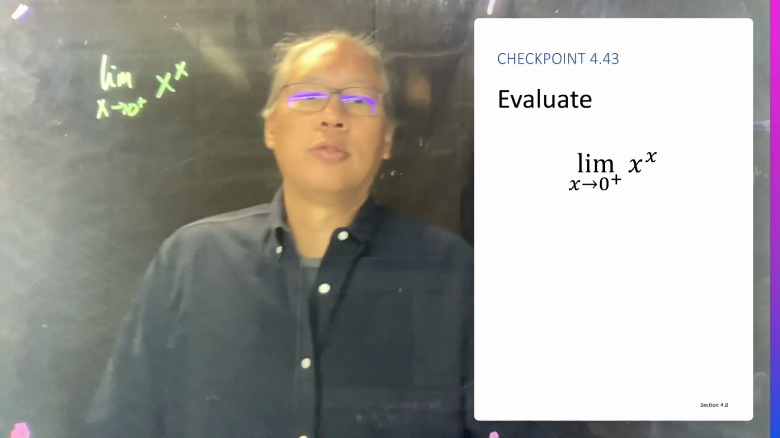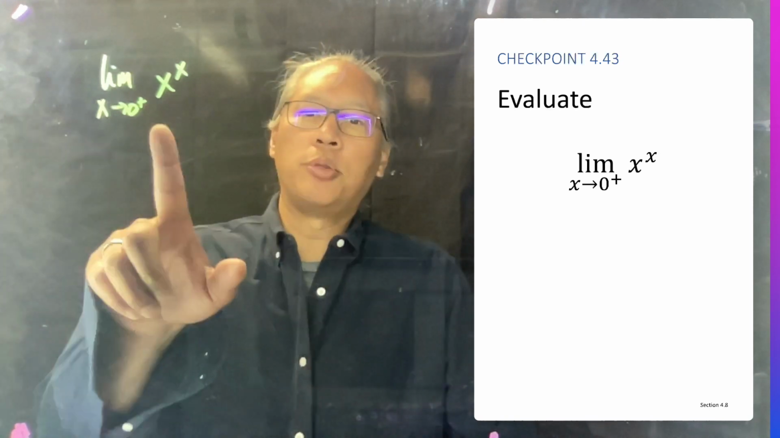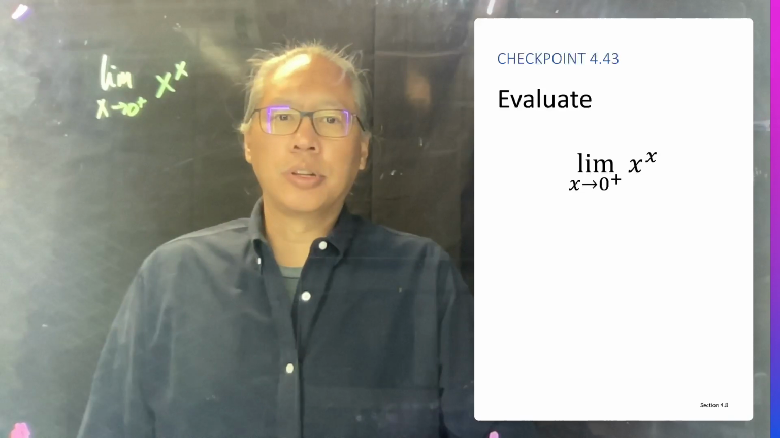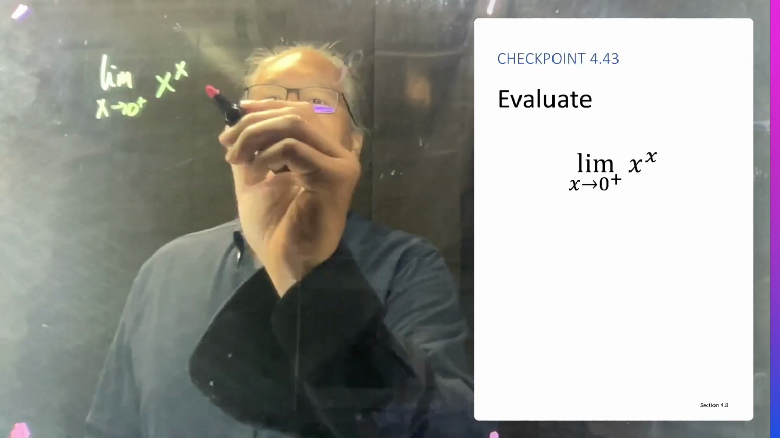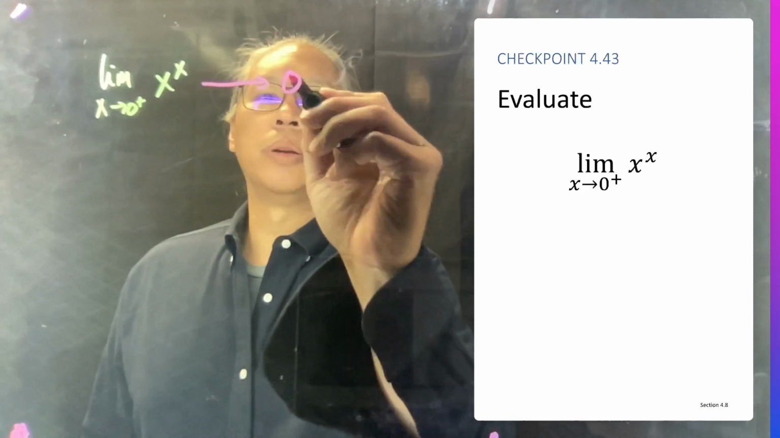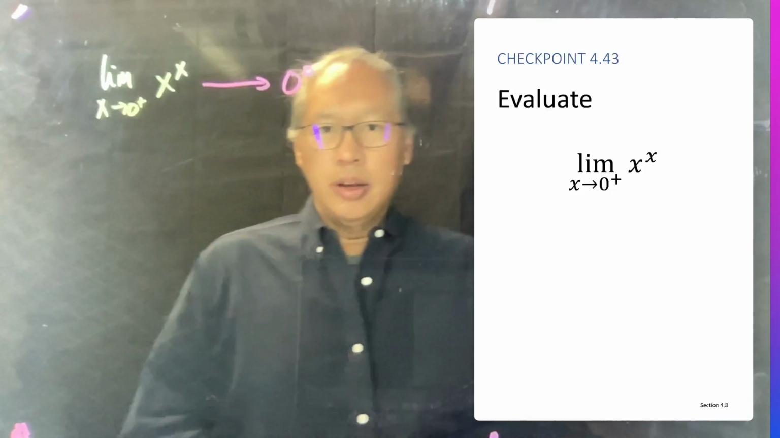Hello, this is checkpoint 4.43. In this checkpoint, we're asked to find the limit as x approaches 0 from the positive side of x to the x. And if we just simply put 0 in, we get 0 to the 0.